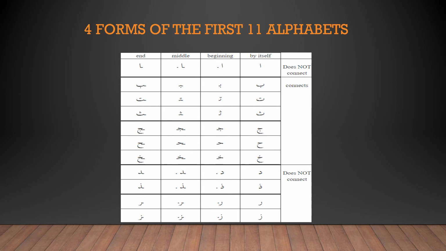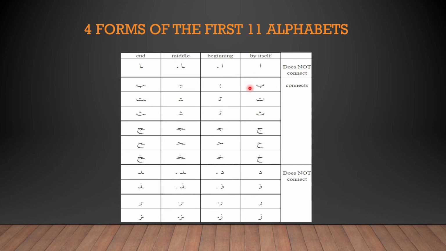Now we'll be looking at the 4 forms of the first Arabic alphabets. But before that, I want to pronounce all of these to you in order so that you can be able to differentiate between them. I'll do this 3 times so that you can follow after me. Alif, Ba, Ta, Tha, Jim, Ha, Kha, Dal, Zal, Ra, Zay, or Za, depending on how you learned it.